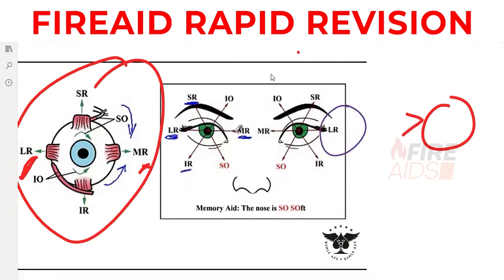So here this eye again has to look here, so the medial rectus is going to work. On the right side, medial rectus is going to work. On the left side, lateral rectus is going to work. Is that clear?